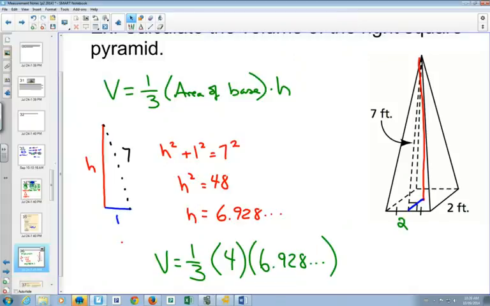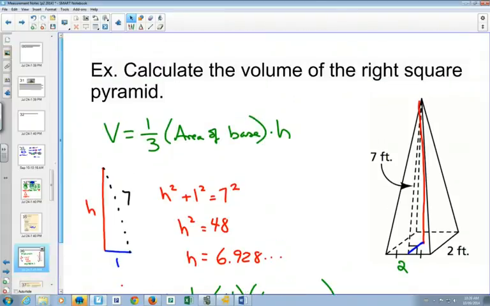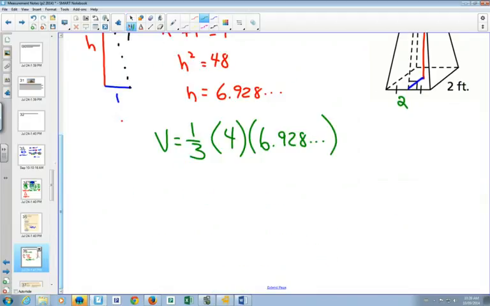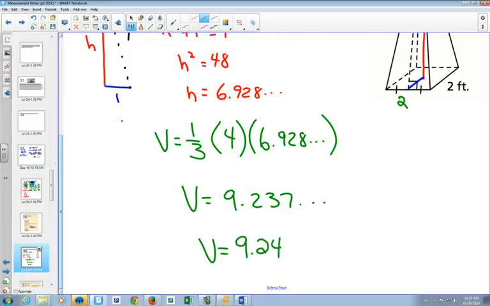Going back to our question here, did it say to the nearest something? It didn't say to the nearest something, so that allows you to choose whatever you want to round to. So I'll round to 2 decimal places this time. And our units are feet. So our units for volume will be feet cubed. Excellent.